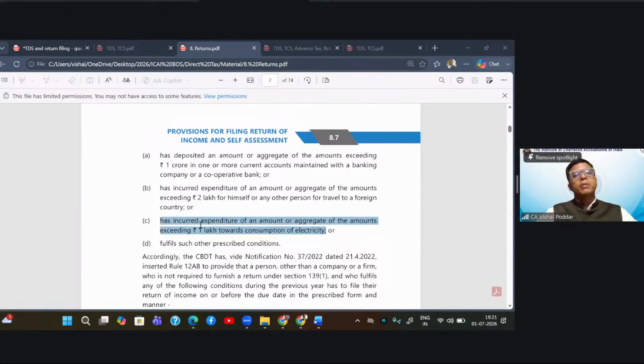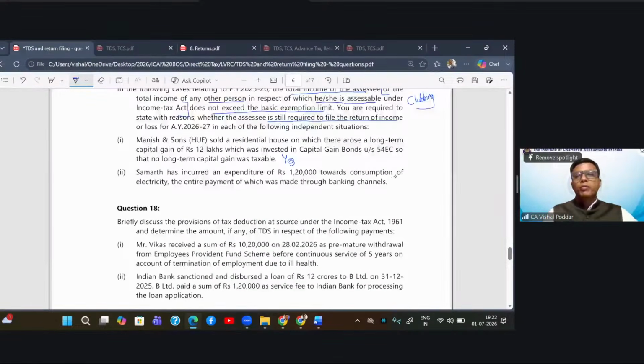Now, out of these three, in the present case, the third one is triggered. Your electricity bill has exceeded 1 lakh. And that is why you are compulsorily required to file the return. Again, students, you'll have to write 139(1) and then you'll have to write this exception to 139(1) to give the complete answer. I hope this is clear to everyone. Everybody has understood this.